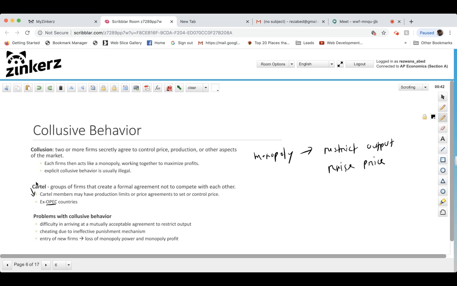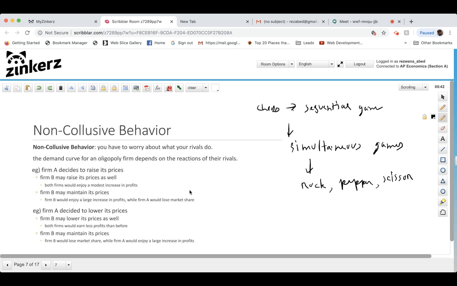Then we looked at collusive behavior, and we looked at non-collusive behavior, or we briefly talked about it. When you are non-colluding, right, which means that you are not coordinating with your rival, you do your own thing, and then your rival does their thing, but you always have to worry about what your rival is doing. Okay, so this is as far as we got. I briefly talked about this in words, but we're going to see when we talk about game theory and the payoff matrix how this plays out.